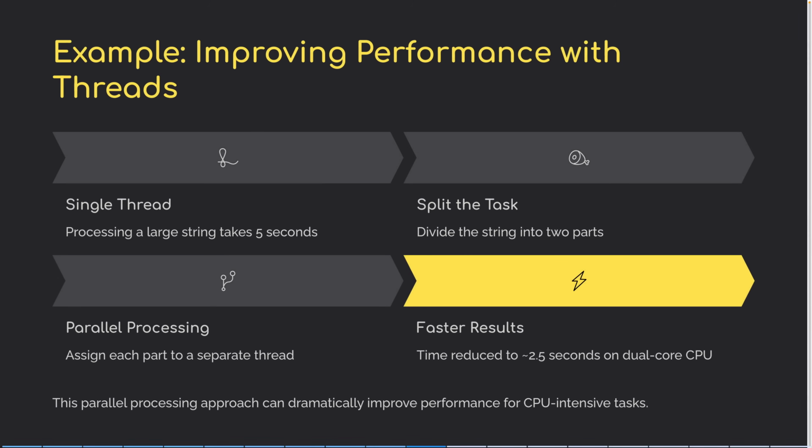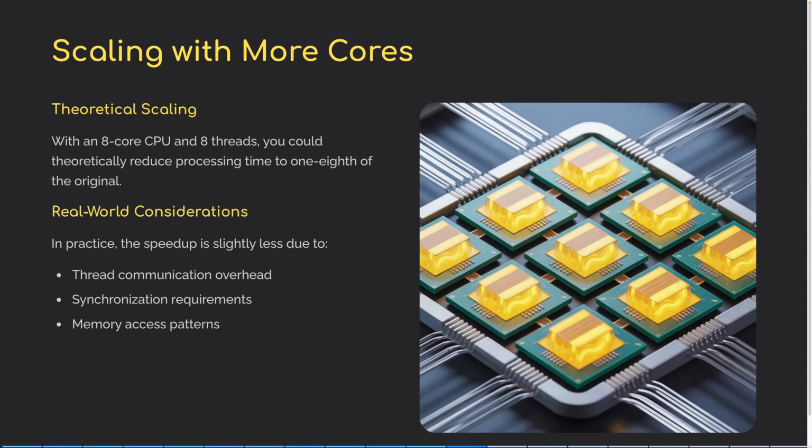Example: improving performance with threads. A single thread processing a large string takes 5 seconds. Split the task: divide the string into two tasks. Parallel processing: assign each part to a separate thread, and the time is reduced to 2.5 seconds on a dual core CPU. So that is the main thing. This parallel processing approach can dramatically improve performance for CPU intensive tasks.